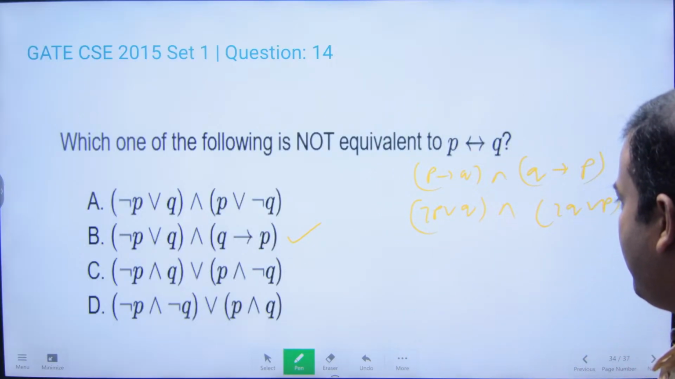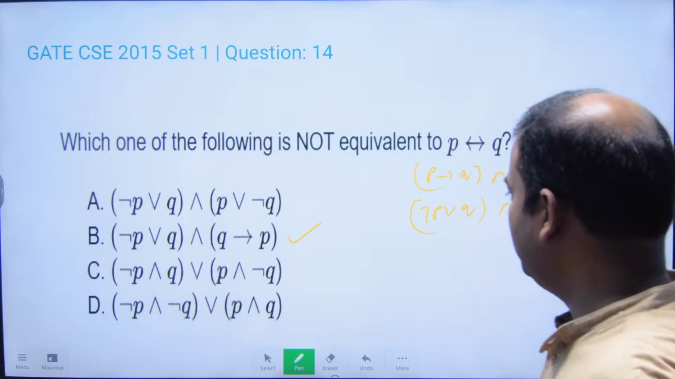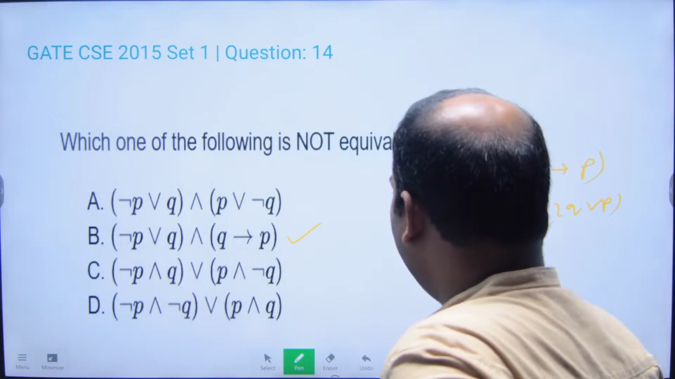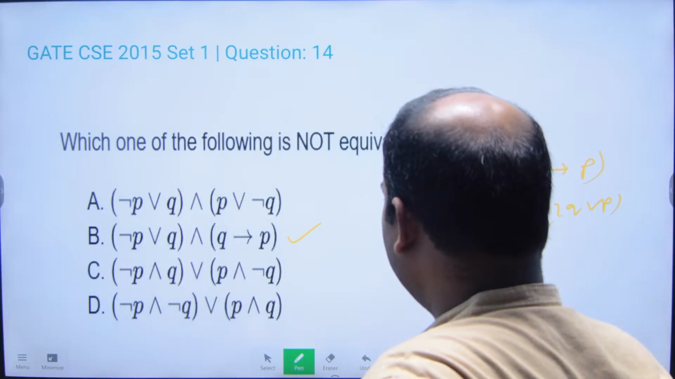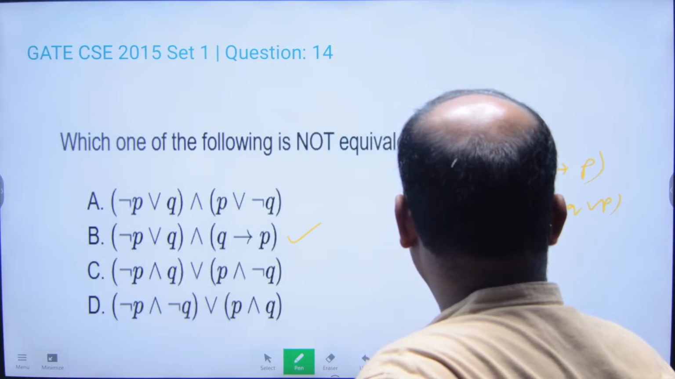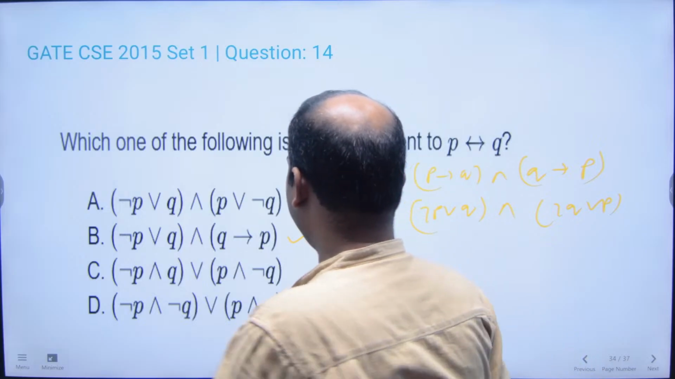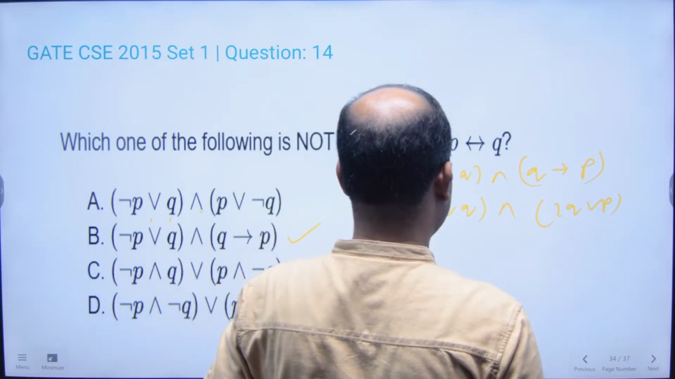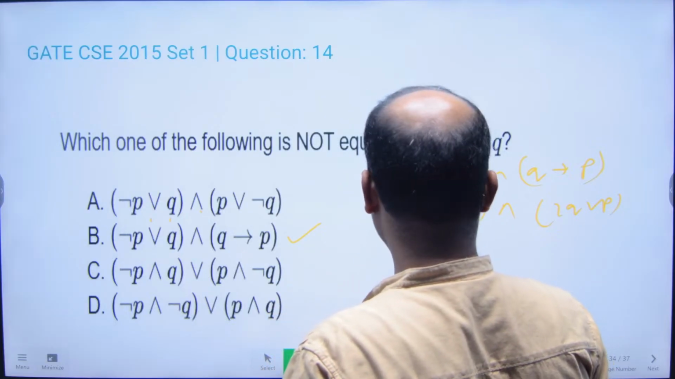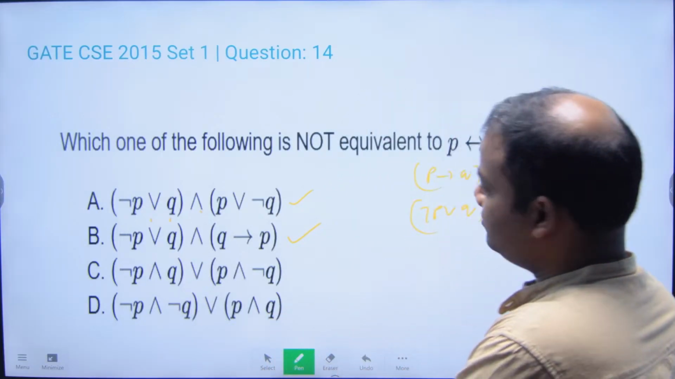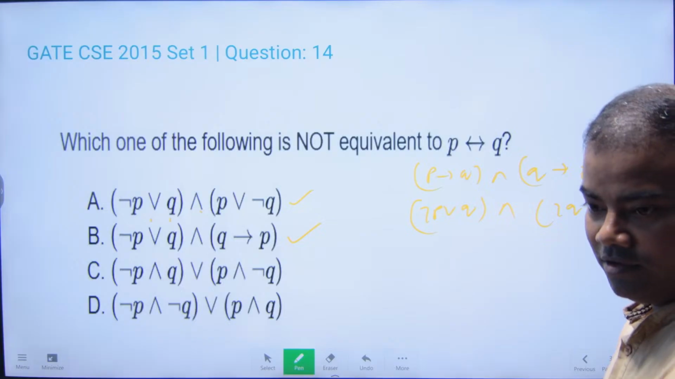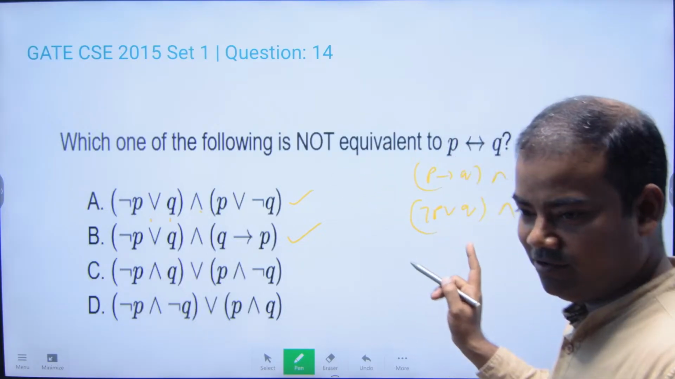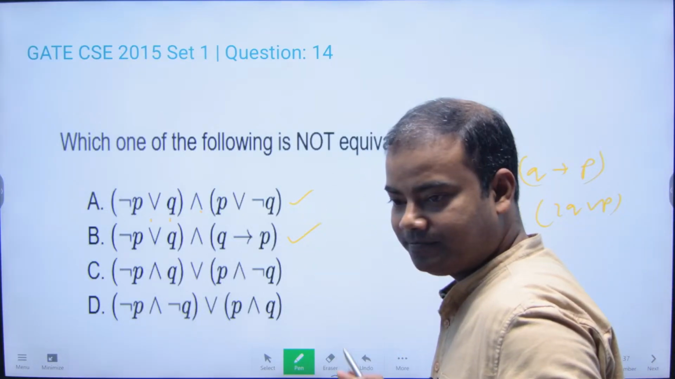Anything else? Here it is and. This is definitely and, yes, this is also correct. Not P or Q and P or not Q. So this is also correct. Oh, question is not equivalent. Oh, yes. So this is also correct.